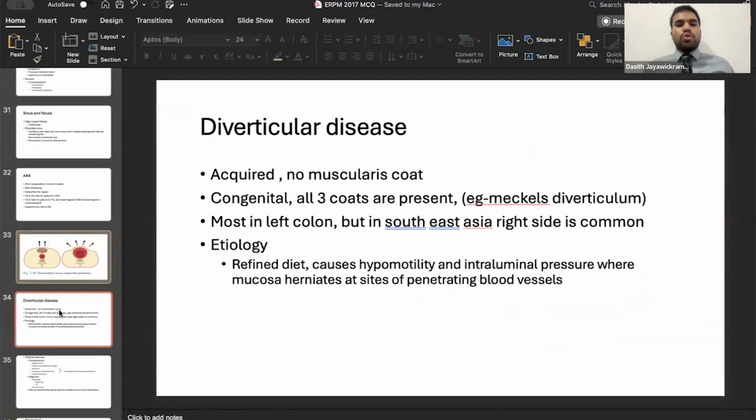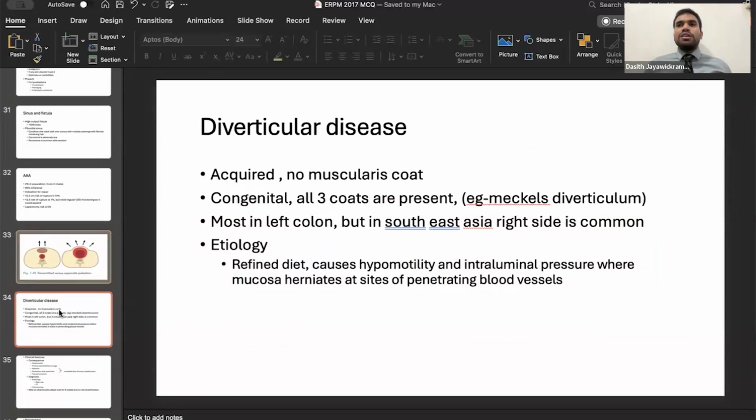All right. So when you talk about acquired diverticulum, most commonly it is located in the left side of the colon. But there's an exception in the Southeast Asia region where it's most common in the right side. We don't need to know that. That's just for completion's sake I put. You only need to know that diverticulosis most commonly affects the sigmoid colon.